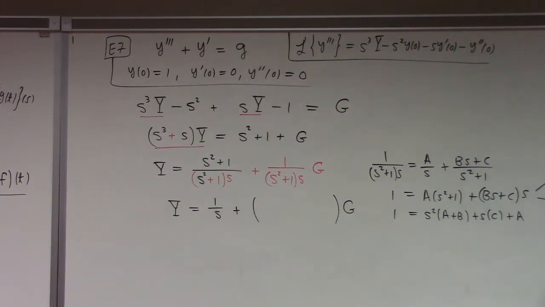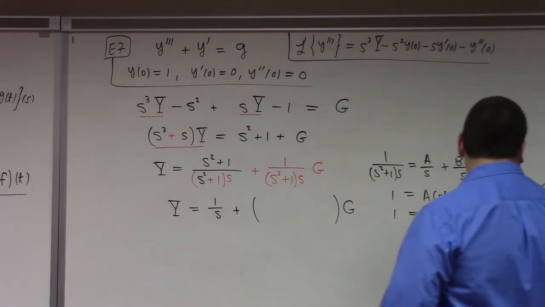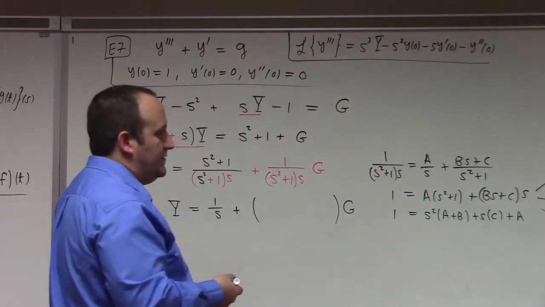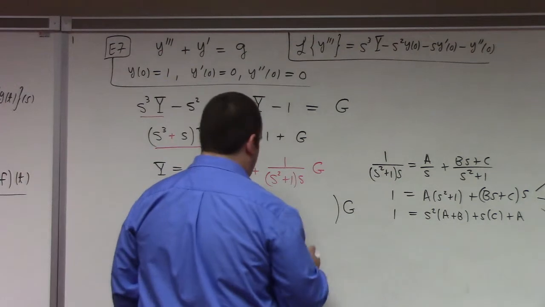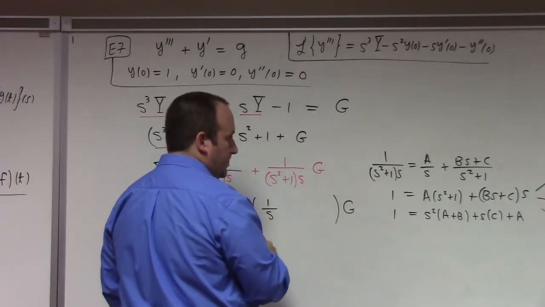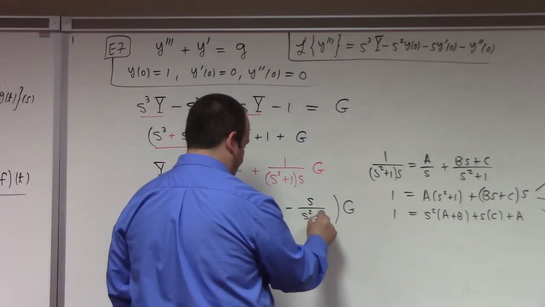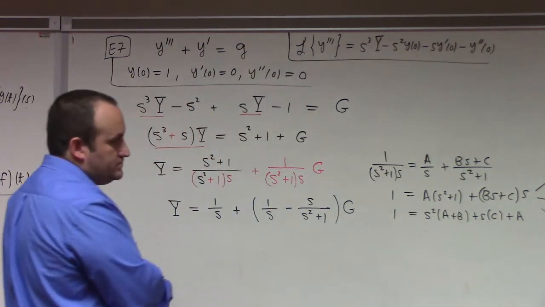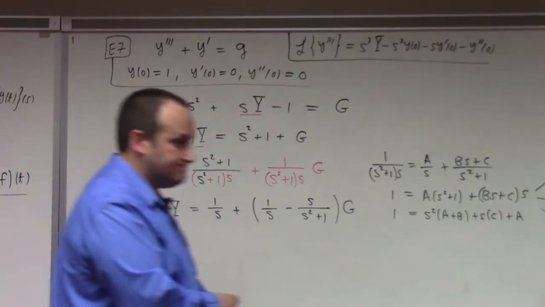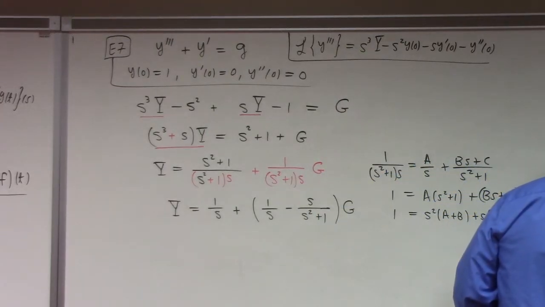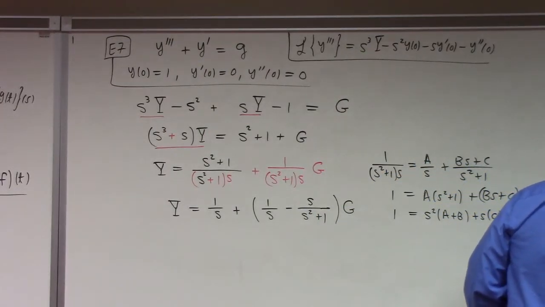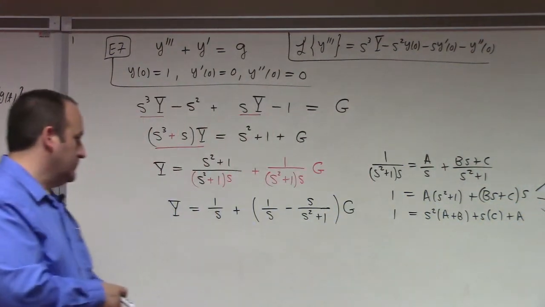And then for s squared, I get 0 equals a plus b. Equating coefficients, it looks like c is 0 and a is 1, and b is minus 1, right? See, now we're good to go.